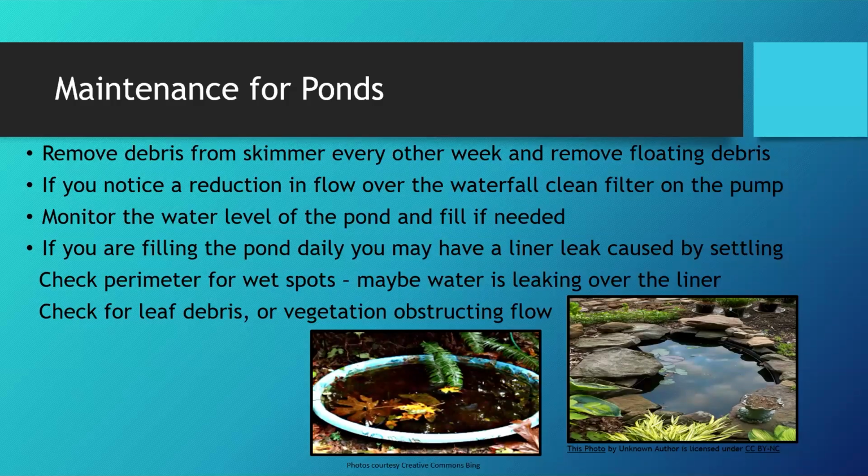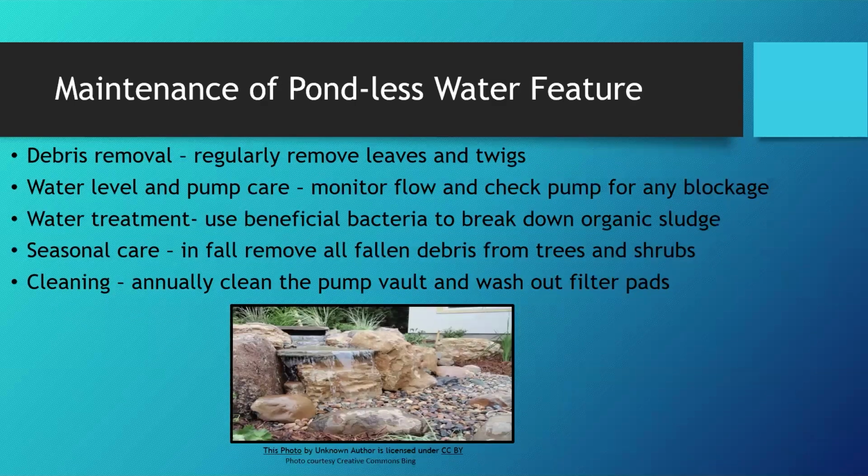If water's leaking over the liner, it's simple to put a rock or soil under the low spot, cover it up with plants, and go on your happy way. Sometimes leaf debris or growing vegetation will obstruct the flow and cause a little bit of a leak. That's easily fixed by trimming back vegetation or removing debris.